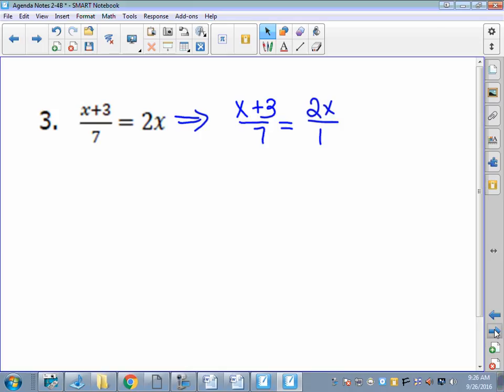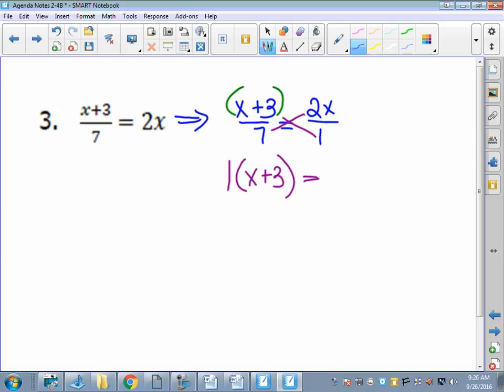I'm going to put parentheses around my parts so I don't forget when I've got more than one term. And now I'm going to cross multiply. It doesn't matter which way you go first. 7 times 2x. And now I'm going to solve this the old-fashioned way. So I've got 1x plus 3 when I distribute. I've got 14x over here. I'm going to have a really ugly answer, but that's all right. I started with fractions in my problem, so I'm going to have fractions in my answer.